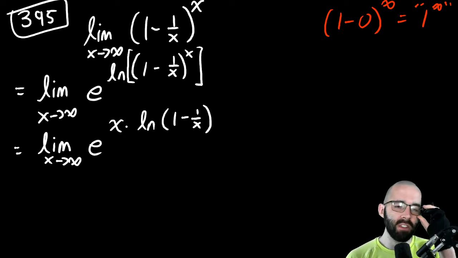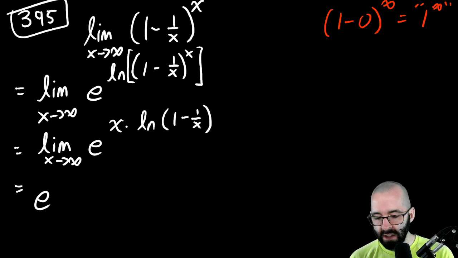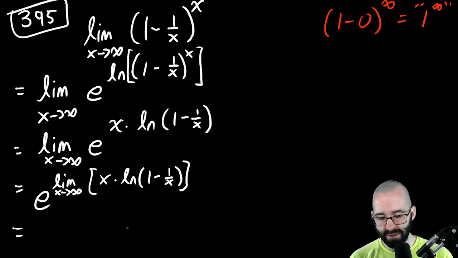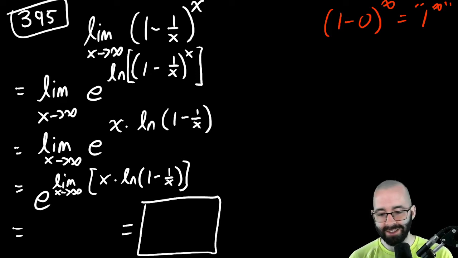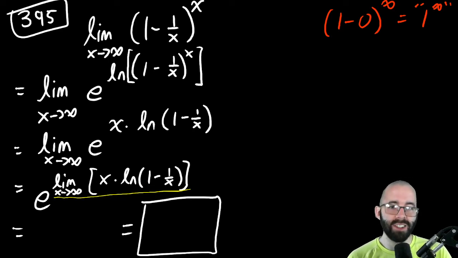Using that function composition theorem, because these functions are continuous on their domains, this is just e raised to the limit as x goes to infinity of x times the natural log of 1 minus 1 over x, which is something else. That will be our final answer. But I want to go off to the side and do these steps somewhere else.